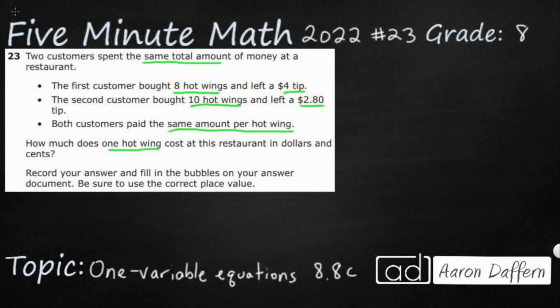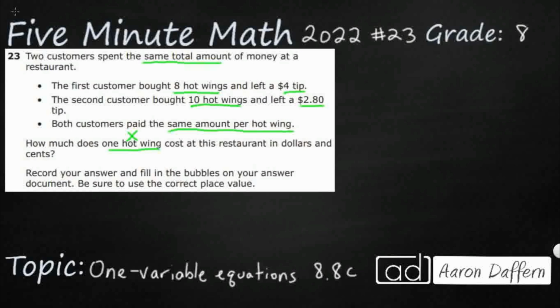That's interesting. Well, they don't give it to us, but we actually have enough information. If we provide possibly a letter for an unknown, we can actually solve this with the information they've given to us. So we don't know anything about these hot wings. Let's just call them X. You can call them H, you can call them anything you want to. But if we can label our unknown with a variable, then this is going to start to take shape like other types of problems we've seen before.